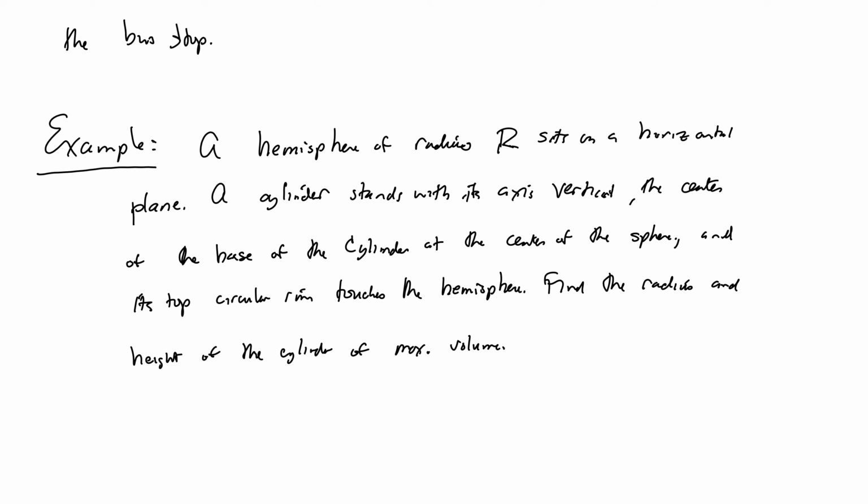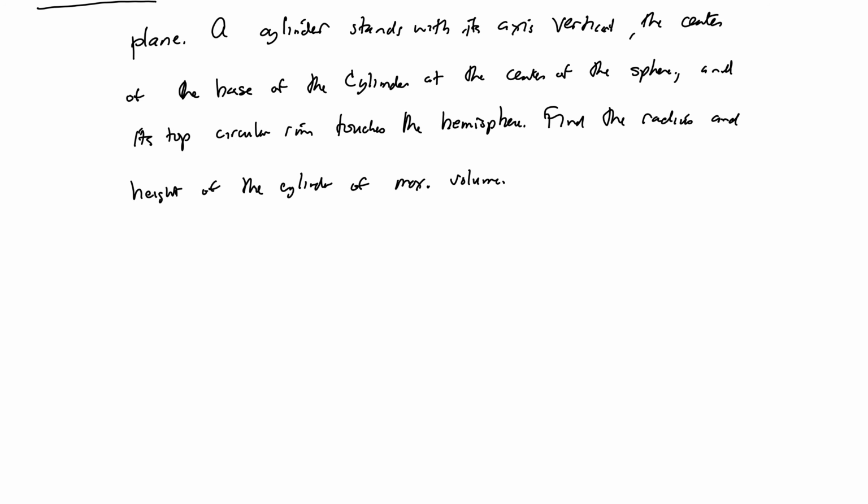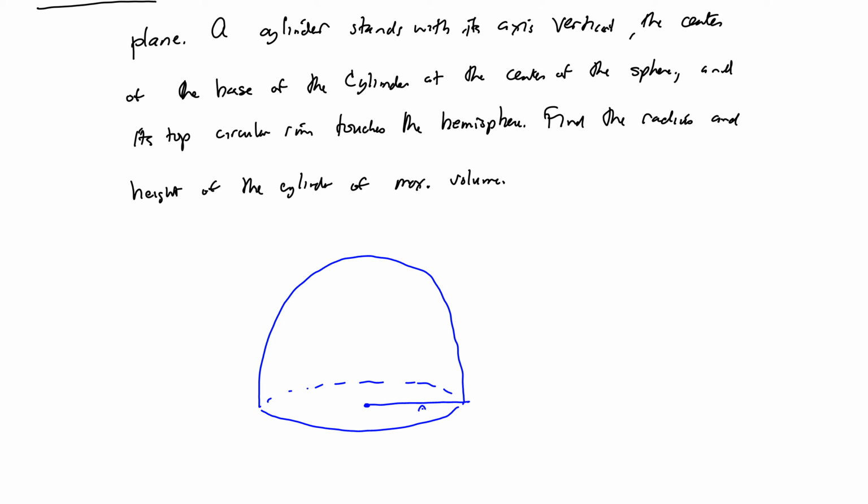So for this one, especially this type of geometry one, it's good to start with a picture. So we have our hemisphere sitting something like this. And we know the radius of this hemisphere here is big R. And now our cylinder sits inside of this, something like this. And so let's say this thing has radius little r and height h. And we want to maximize that volume.